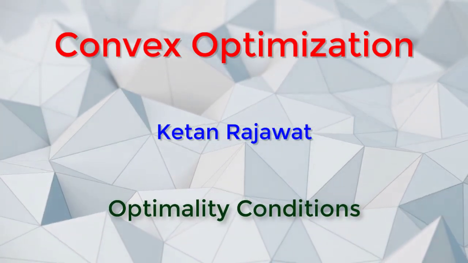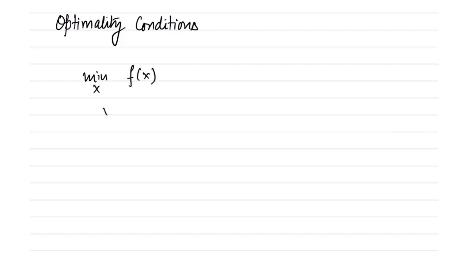Let us look at optimality conditions for convex optimization problems. So this discussion serves as a prelude or motivation for our development of Lagrange duality. So let's consider the problem: minimize over x f of x subject to x in calligraphic X.